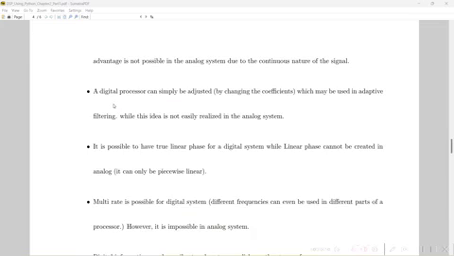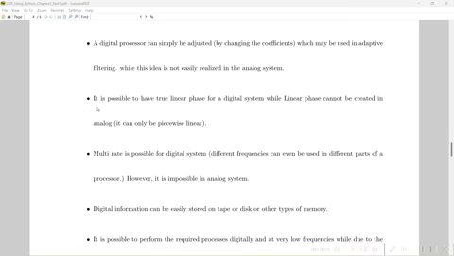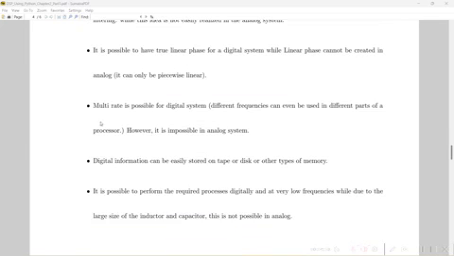And moreover, a digital processor can simply be adjusted by changing the coefficients, which may be used in adaptive filtering, while this idea is not easily realized in the analog system. And it's possible to have true linear phase for a digital system, while linear phase cannot be created in analog. And multi-rate is possible for digital systems. However, it's impossible in analog systems.